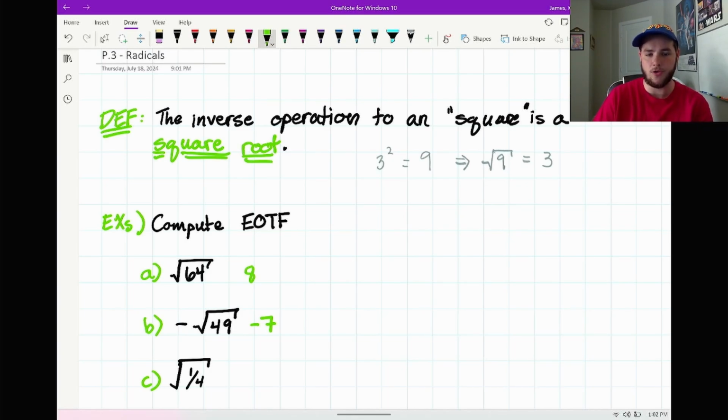This one is a little bit trickier. The square root of 1/4. What number times itself is a fourth? Well, it's a half.